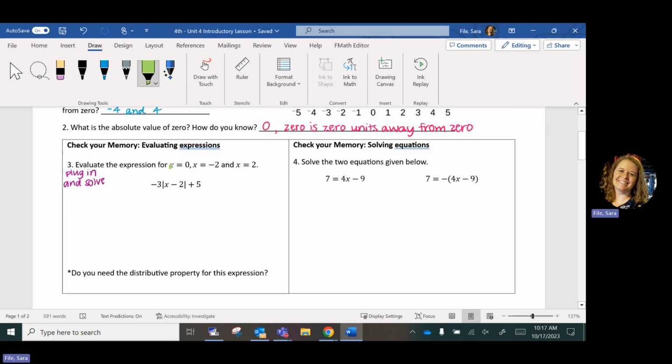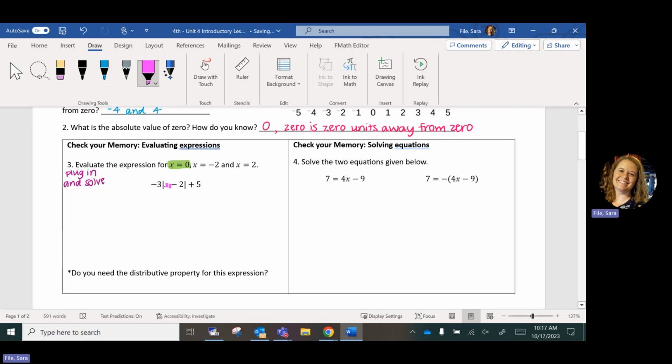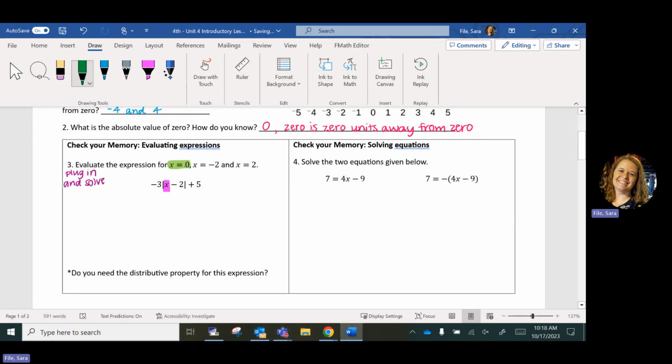So let's start with x is 0. So we are plugging in, and when it says plug in, it's right here. We're going to plug in for x right there and evaluate. I'll try and keep this color coded. So green is when x is 0. So I'm going to have -3 absolute value of 0 minus 2 plus 5.